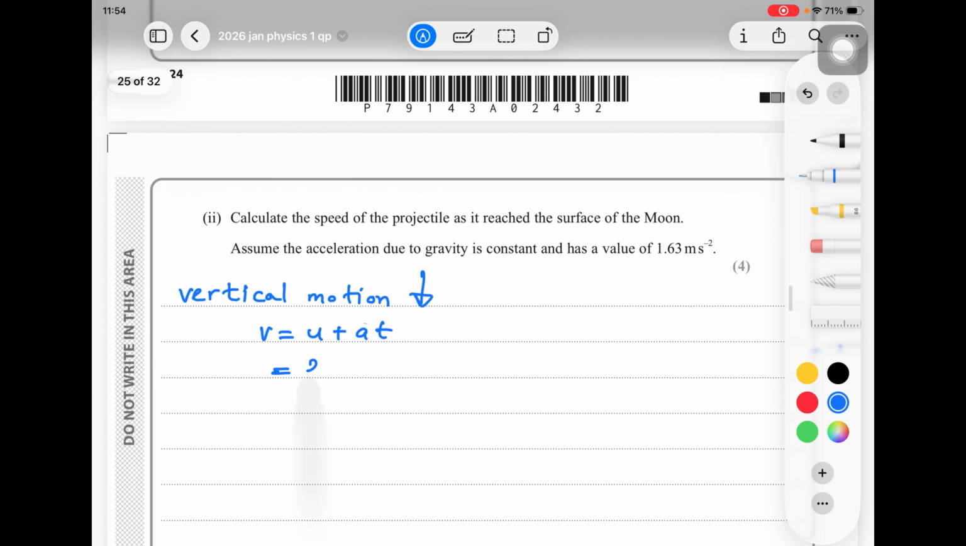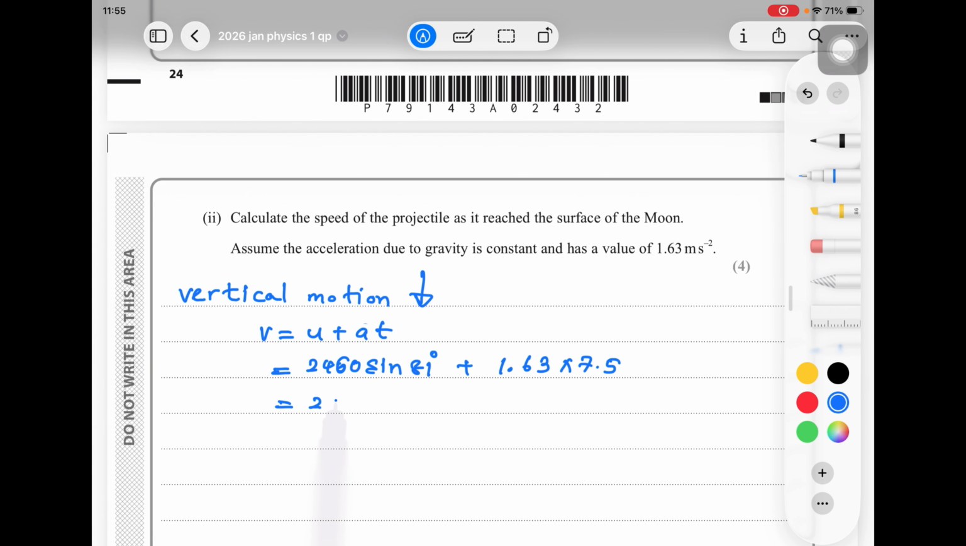So 2460 sin 81 plus the gravitational acceleration, which is this, times 7.5. Once we get it, we can get the answer V as 2441 meters per second. So we can get that answer.